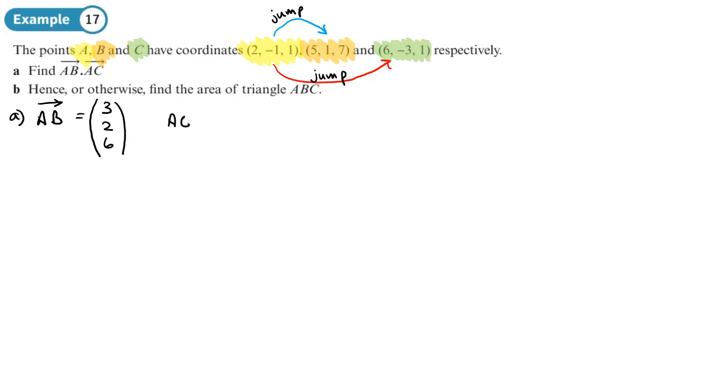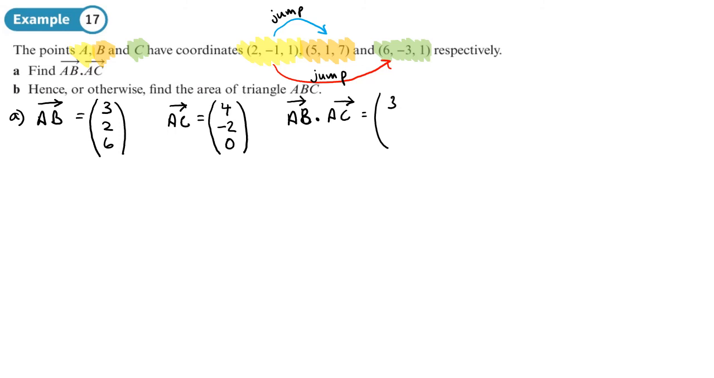Now, to go from A to C, using the jump method, 2 to 6 goes up by 4, -1 to -3 goes down by 2, and 1 to 1, well, that doesn't change. So now we can do the dot product of AB and AC.